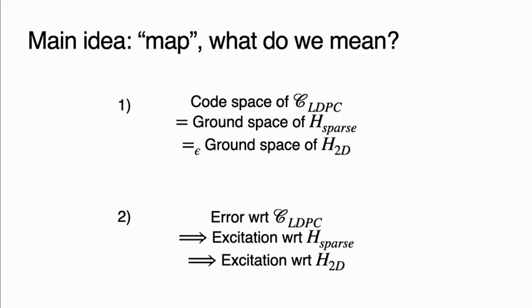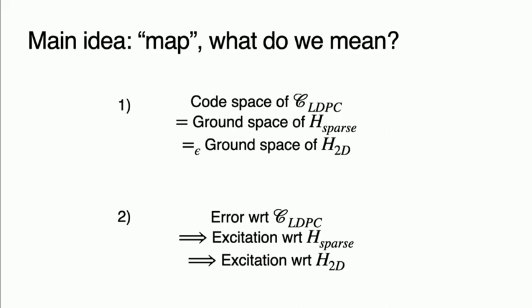Before digging into the technical details, we might want to talk about what it means to map a non-local Hamiltonian to a local Hamiltonian. The first thing that we might want is that the code space of the code has to be preserved in a way. We want the ground space of the code Hamiltonian to correspond approximately to the ground space of the 2D Hamiltonian that we're going to obtain.